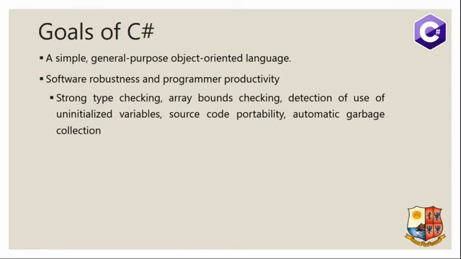When I say productivity of the programmer, there is a list of things which I have put below that: type checking, array bounds, detection of uninitialized variables, source code portability, automatic garbage collection. All these features were a problem for the programmer earlier. They had to write code manually to get all these things done, but then C sharp took care of it without the programmer being involved in it. So programmer productivity, the robustness of the software, etc., will go high.